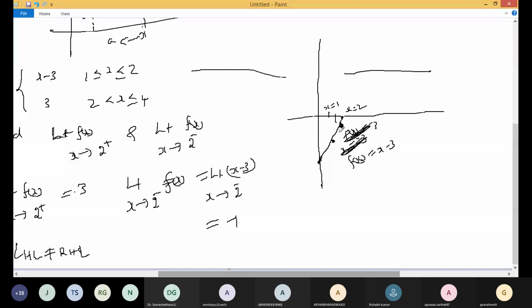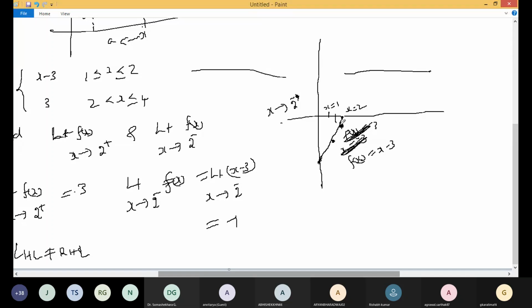Okay, this is the graph. When x is strictly greater than 2, from the right hand side, this is the graph; from 2 to 4, your graph is like this. When x tends to 2 minus, you are approaching 2 from the left hand side. From the left hand side, you will get this value.